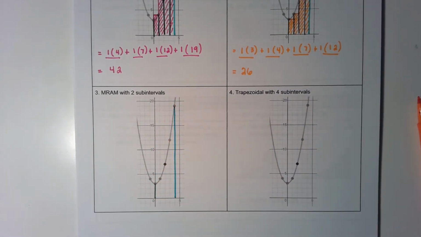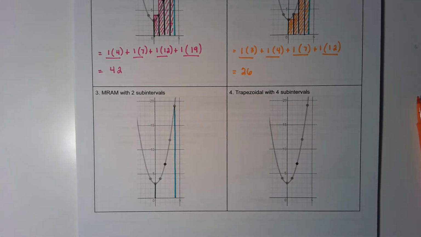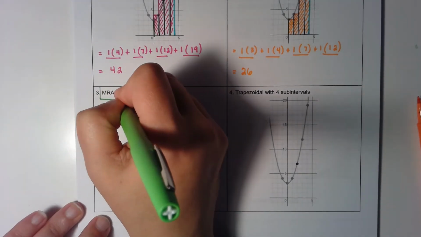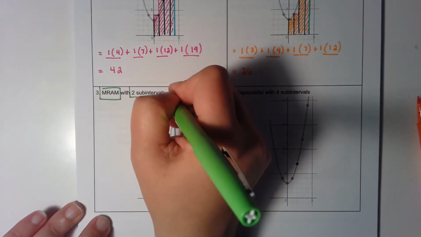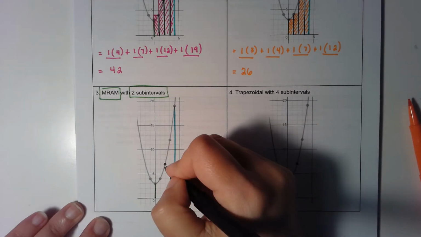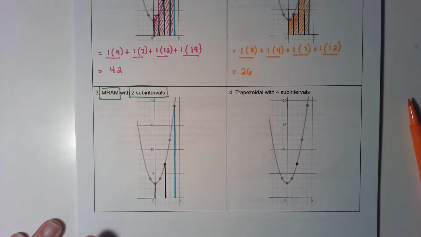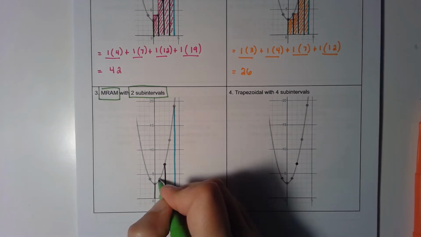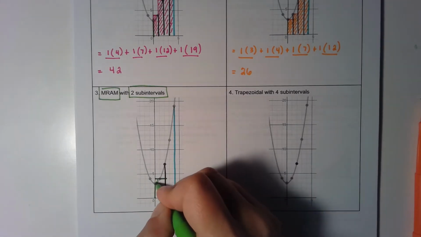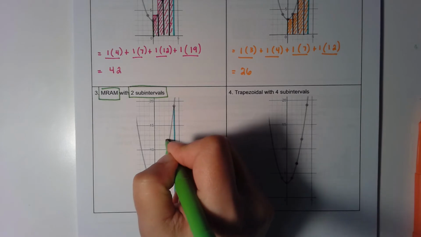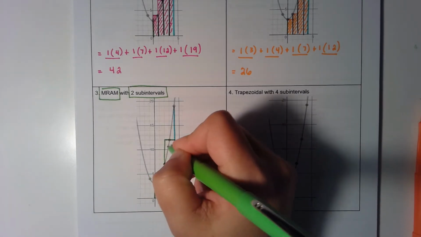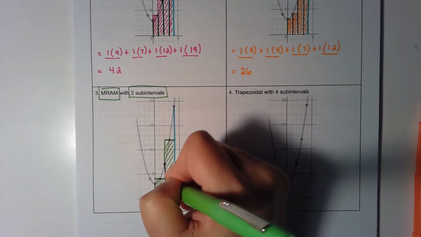And again, that comes from my original integral from 0 to 4. But this time I'm only going to divide this up into 2 subintervals. Now that means I'm only going to divide this up in the middle. So I'm just going to draw one line to make 2 rectangles. In order to use MRAM, from within each of those rectangles, I'm going to use the middle number, which would be right here, to make the rectangle. And then the middle point would be right here to make the rectangle.